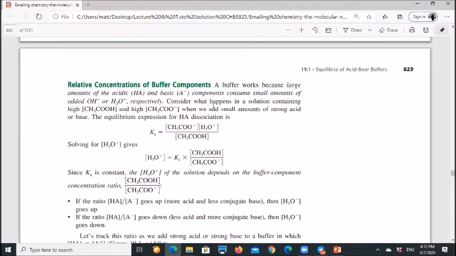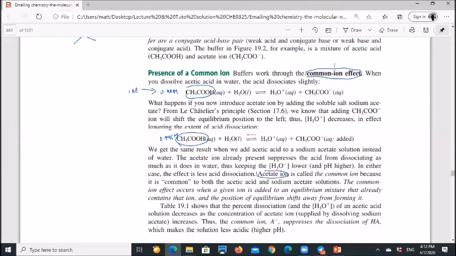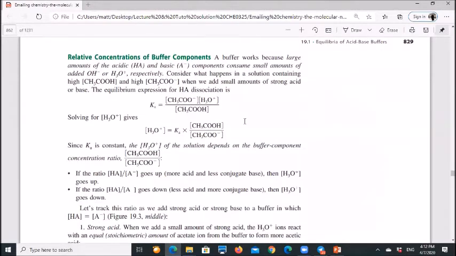Consider what happens in a solution containing a high concentration of acetic acid, CH3COOH, the weak acid component, and a high concentration of its conjugate base from the salt, when we add a small amount of strong acid or base. Let's focus first on the dissociation of the acid. We can write the dissociation of the acid here, and then we write the Ka.